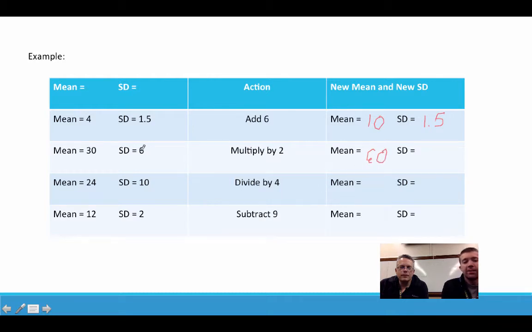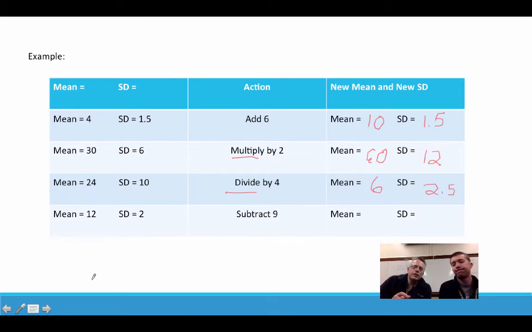Mean of 30, if I multiply that by 2, our mean would now be 60. Our standard deviation is affected because we are multiplying. It stretches the data out, and so we get 12. Our mean of 24, divide now by 4. Our mean would be 6. And our standard deviation of 10, we're dividing by 4. Our standard deviation is going to shrink. So this should be 2.5.